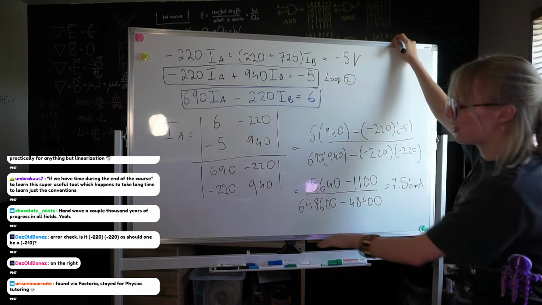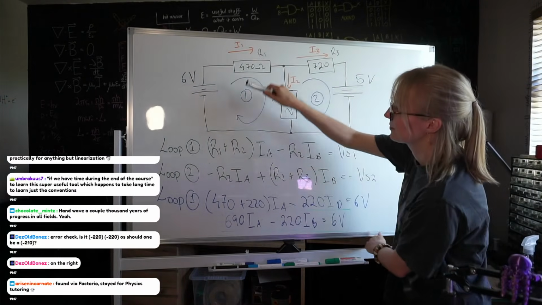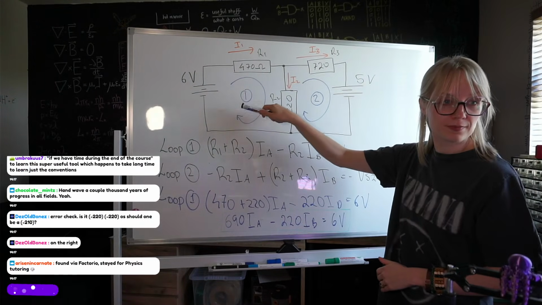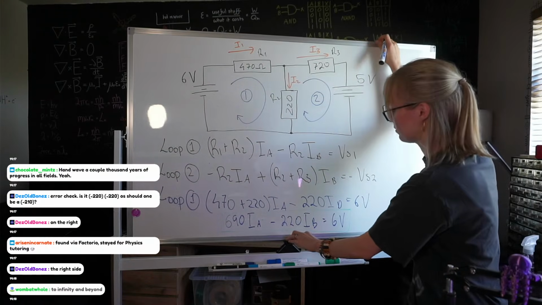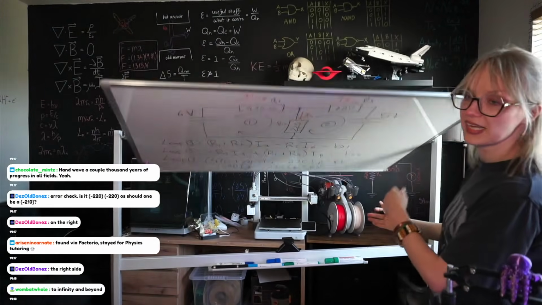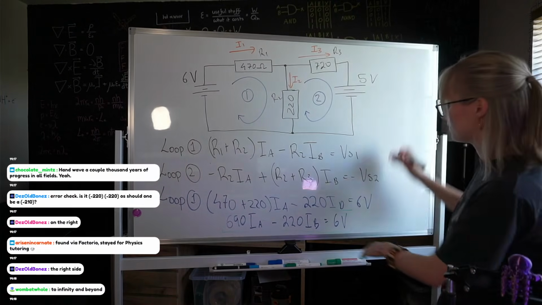The current for IA, in this case, this loop, the current that's going through this loop, is 7.56 milliamps. On the right side.